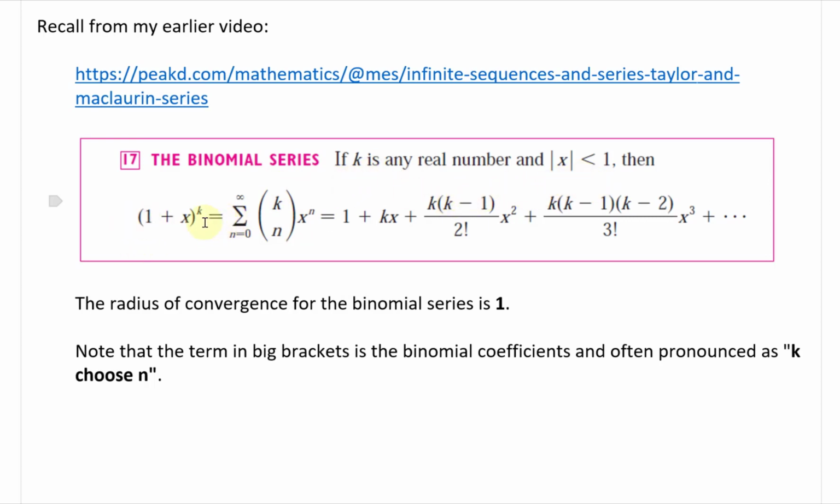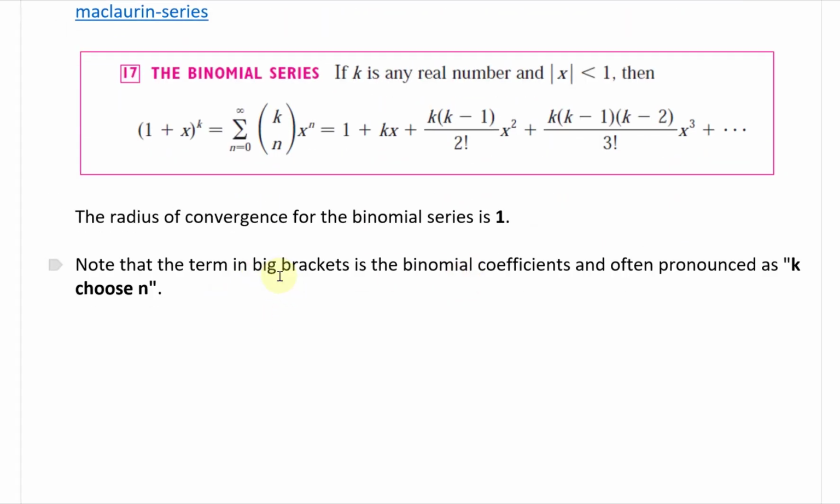So (1 + x)^k equals the summation from n equals 1 to infinity of k choose n times x to the power of n. And this is going to equal 1 plus kx plus k times (k minus 1) divided by 2 factorial times x squared, plus k times (k minus 1) times (k minus 2) divided by 3 factorial times x cubed plus ... And the radius of convergence for the binomial series is 1. Note that the term in big brackets here is the binomial coefficient, and often pronounced as k choose n.